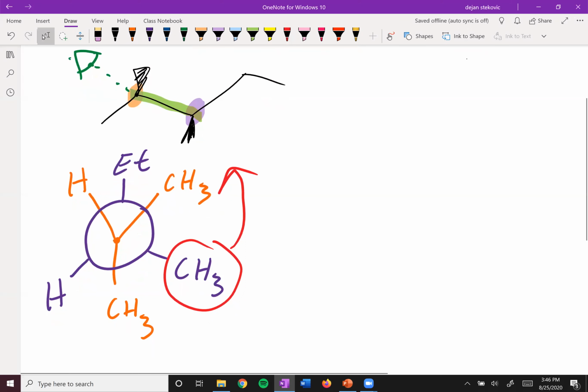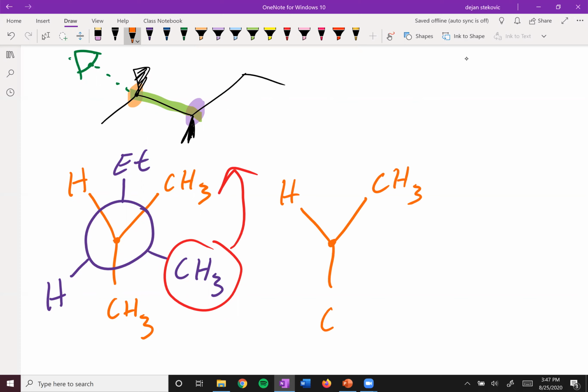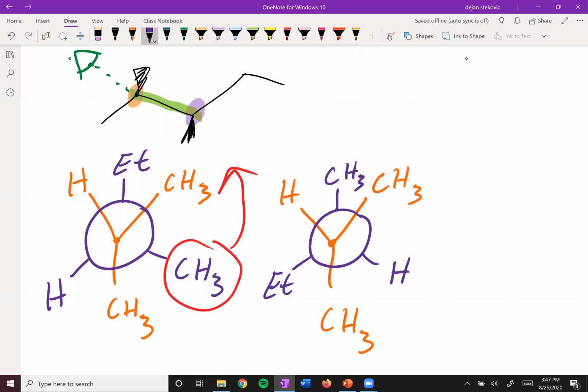And so remember, always just rotate one of the carbons. I generally rotate the back one, but it's not a hard and fast rule. You can rotate the front one if you really want to. I would just suggest not rotating both of them because you're going to increase your chances of messing up. So there's our front carbon, and then the back carbon will just rotate. So now this CH3 will be over here, this Et will be over here, and then this hydrogen will be over here.